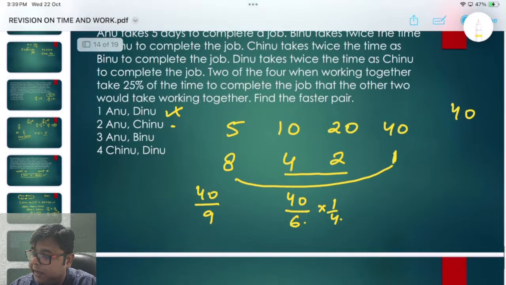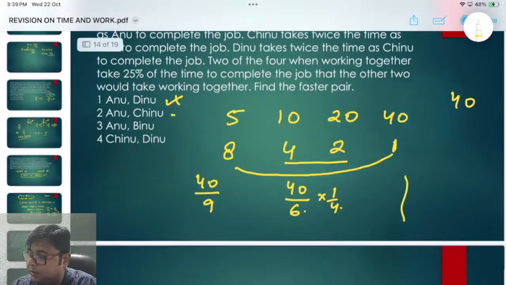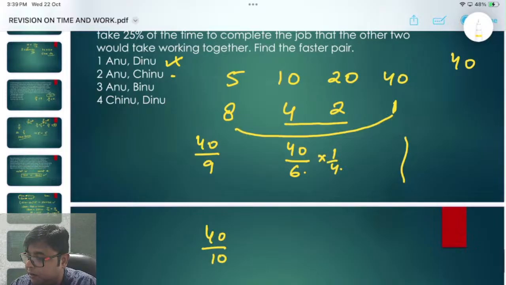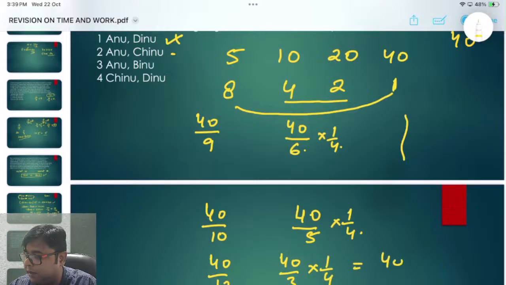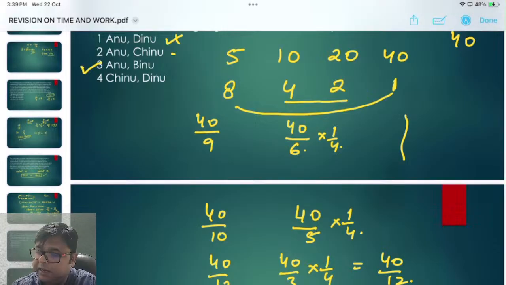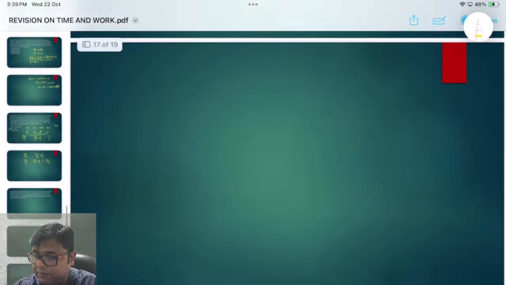Let's move on to the next option, A and C. A and C's efficiency is 10. So 40 by 10 for the first pair, and 40 by 5 for the other pair, right? If I find one fourth of it, it is not 40 by 10. Then next is A and B, so 40 by 12, and the other will be 40 by 3. And if I find one fourth of it, it is going to be the same as 40 by 12. So the answer is A and B. So very easily I could have done it by options. Not a very difficult one still. Let's do the next.